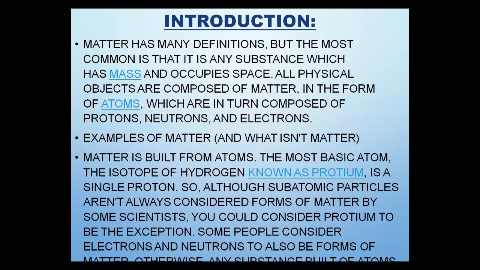The most basic atom, the isotope of hydrogen known as protium, is a single proton, as we know. Also, although subatomic particles aren't always considered matter by some scientists, you could consider protium to be the exception. Some scientists consider electrons and neutrons to also be a form of matter, otherwise any substances that build an atom. That's why we call these atoms and these are not.